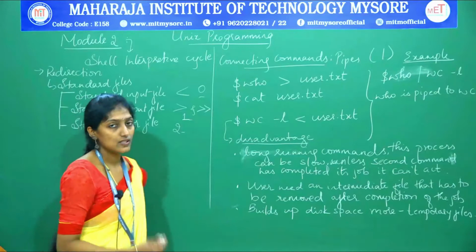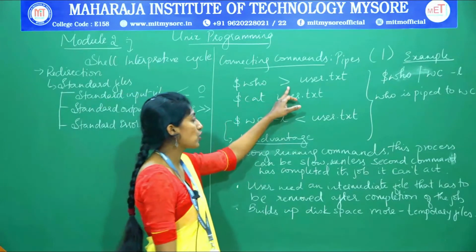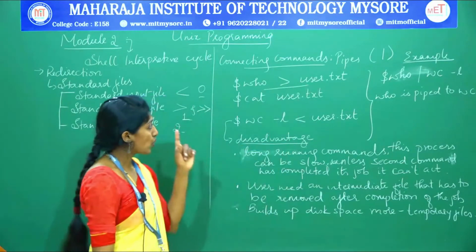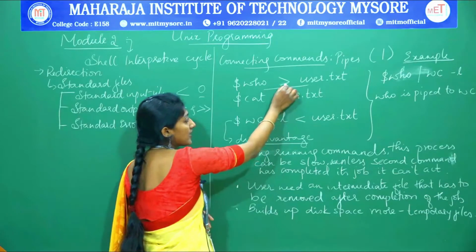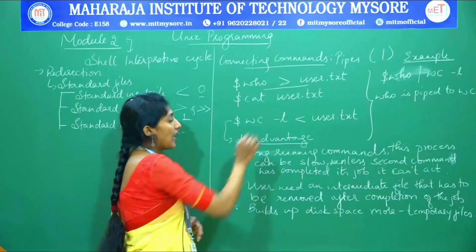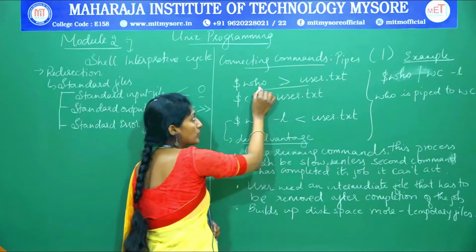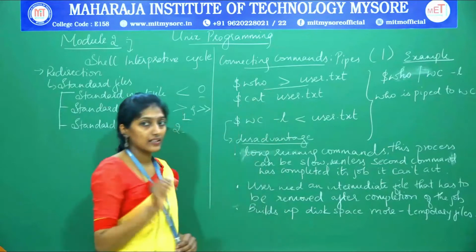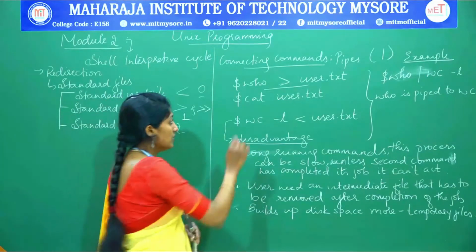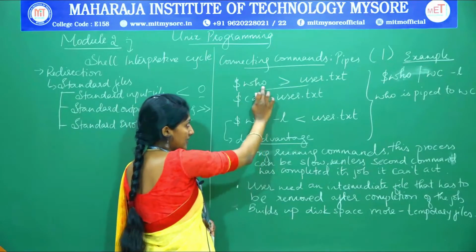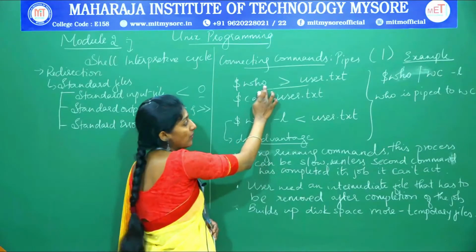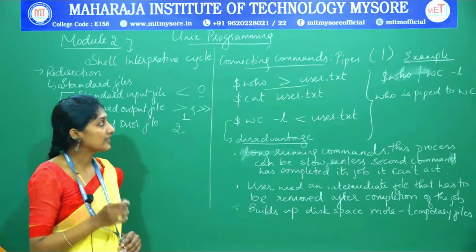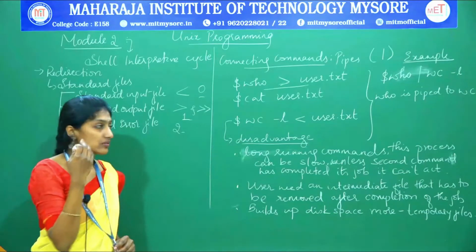Consider this example which I have written. What does the who command do here? I have used the redirection operator followed by user.txt. So what does this command line say? The redirection operator is of standard output, and you are redirecting the output of the who command to the user.txt file. Here I am not connecting two commands, instead I am redirecting the output of the who command to user.txt.